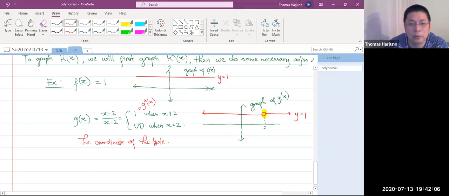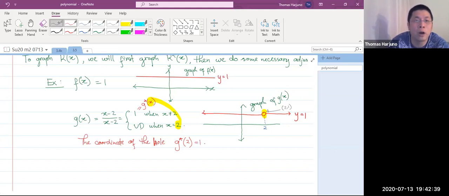Then the coordinate of the hole will be g star (2). So you plug in this 2 here, which is supposed to be undefined, but you put it there. So the coordinate of this hole here is actually (2, 1).